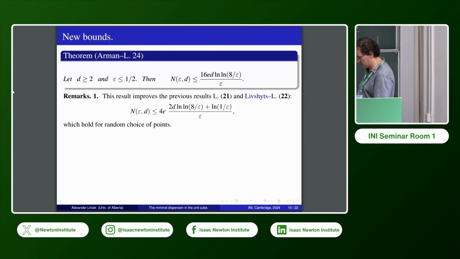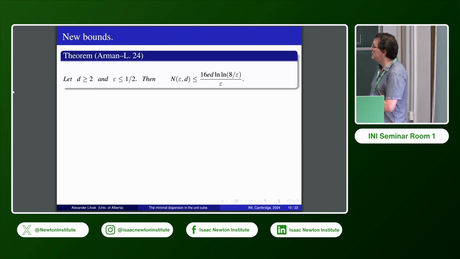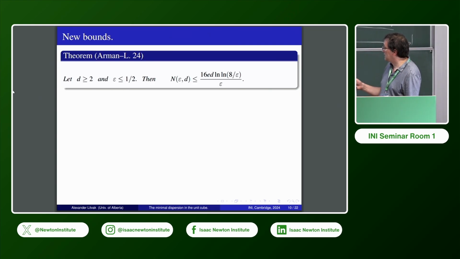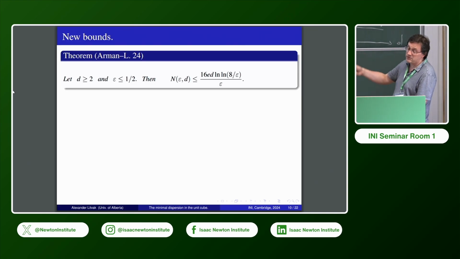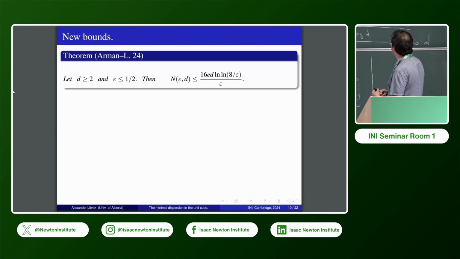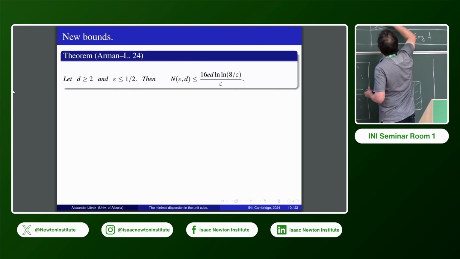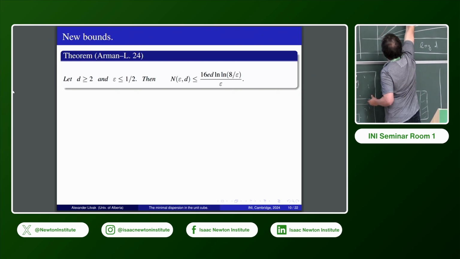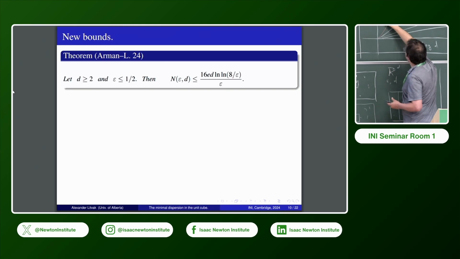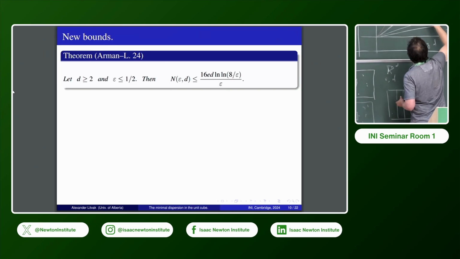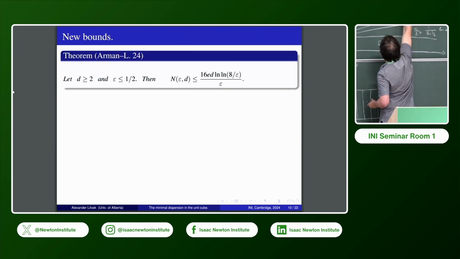And now I'm going to present something new. It's a result from my paper with Arman. We essentially reduce this logarithm of 1 over epsilon to a double logarithm. So in the plane, it would mean that we have here something like e to the d, where the result of Buch-Chow is still better. But here in this region, we have a better bound, which is essentially d log 1 over epsilon.